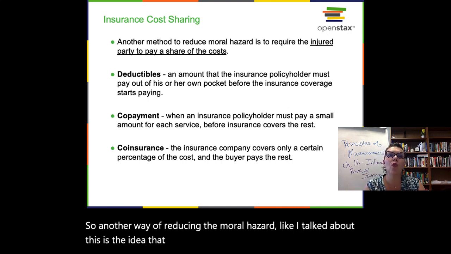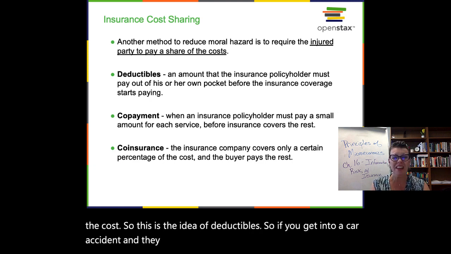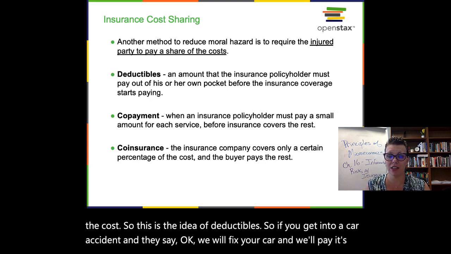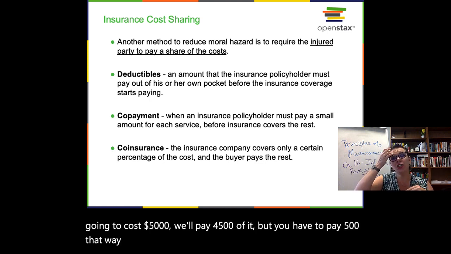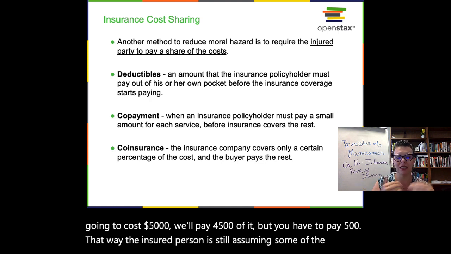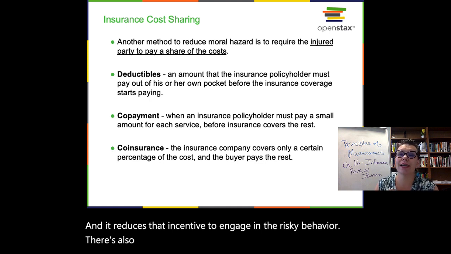Okay. So another way of reducing the moral hazard, like I talked about, is the idea that you force the insured party to pay a share of the cost. So this is the idea of deductibles. So if you get into a car accident and they say, okay, we will fix your car, and you know, it's going to cost $5,000. We'll pay $4,500 of it, but you have to pay $500. That way, the insured person is still assuming some of the responsibility, and it reduces that incentive to engage in the risky behavior.